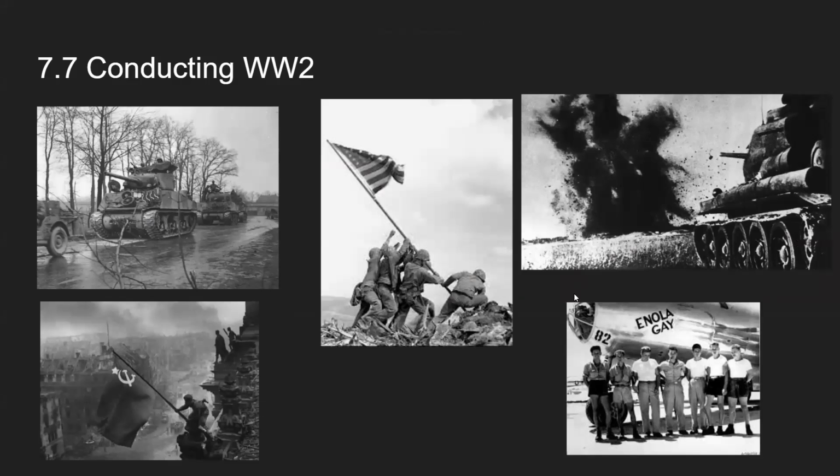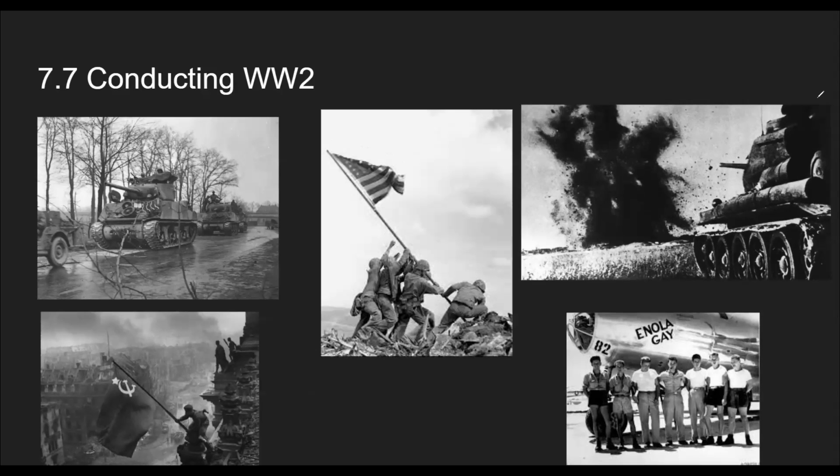And in Europe, after the Battle of Kursk, the Soviet Union started pushing back against Germany and started invading even more, invading former German territories. And this is a T-34 tank in, I believe, Kursk. Yeah, Battle of Kursk, T-34.